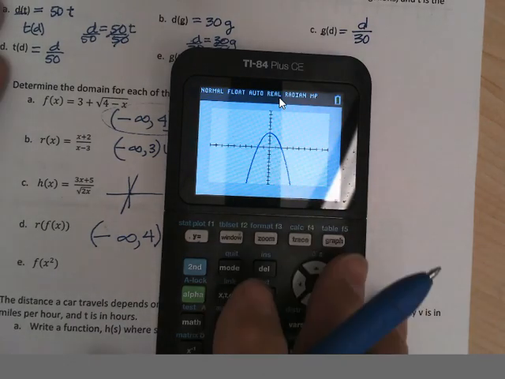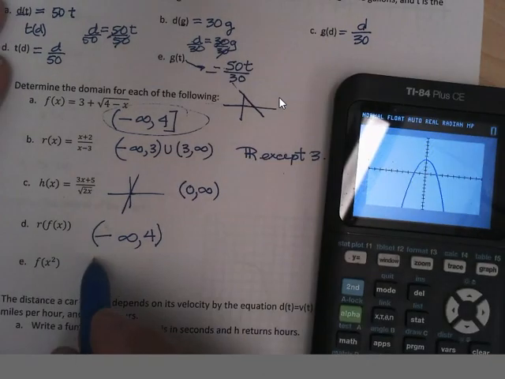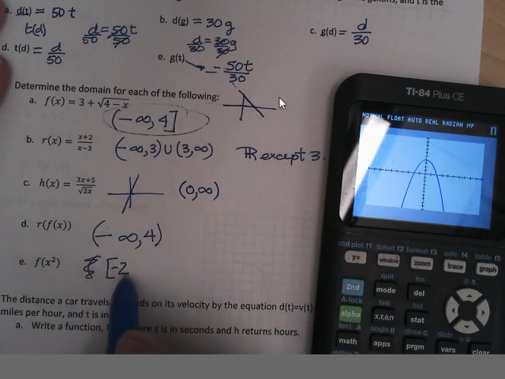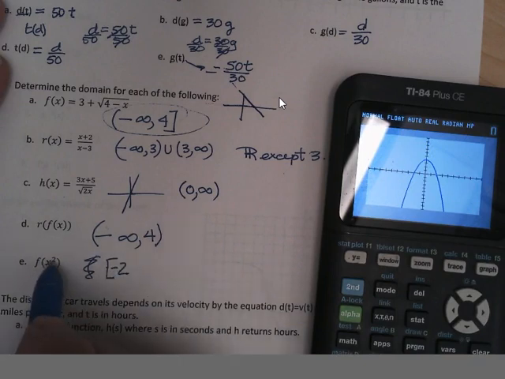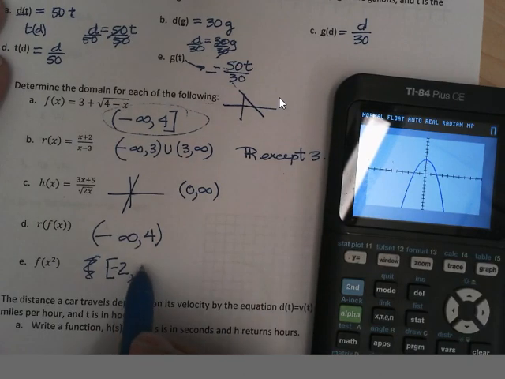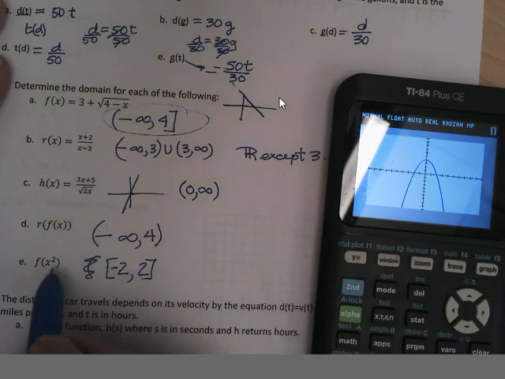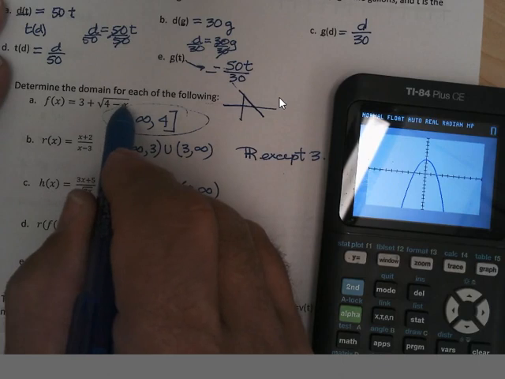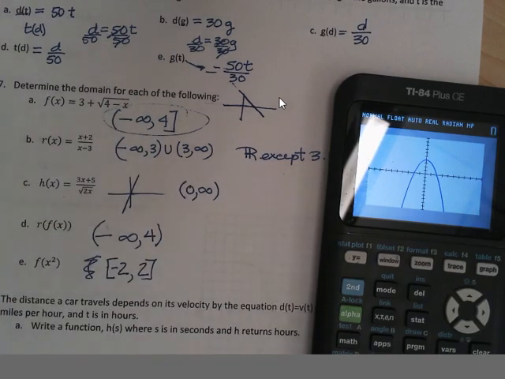So we can use minus 2, because minus 2 squared is 4, and 4 minus 4 is 0. That's okay. Up to 2. 2 squared is 4. 4 minus 4 is 0. We can use those, and that's it. Okay?